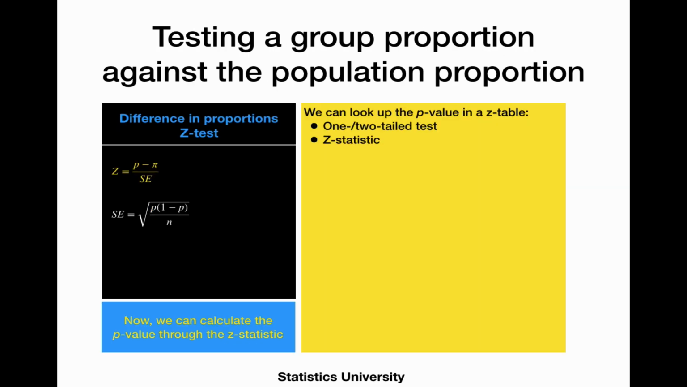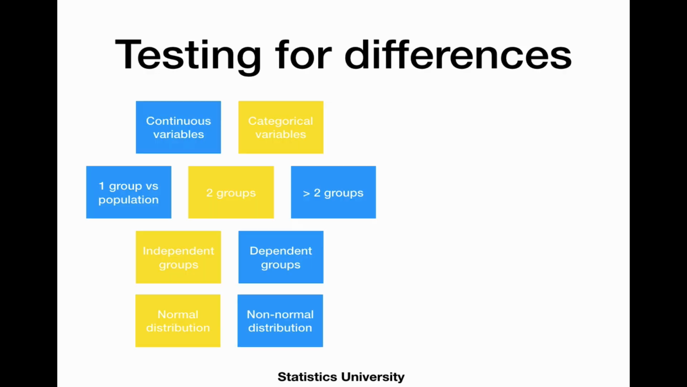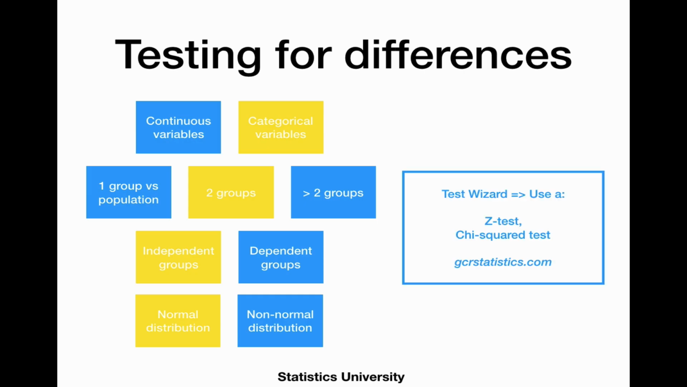And again, with that z statistic value, you can simply look up the p-value in a z table or let the computer calculate it. And the larger the z statistic value, the smaller the p-value that you will find. But you need to meet these test assumptions of at least 10 events and non-events, as well as an approximately normal distribution. More commonly, we want to know whether the proportions in two independent groups with a normal distribution differ from each other. And we can either use a z-test or a chi-square test to determine that.